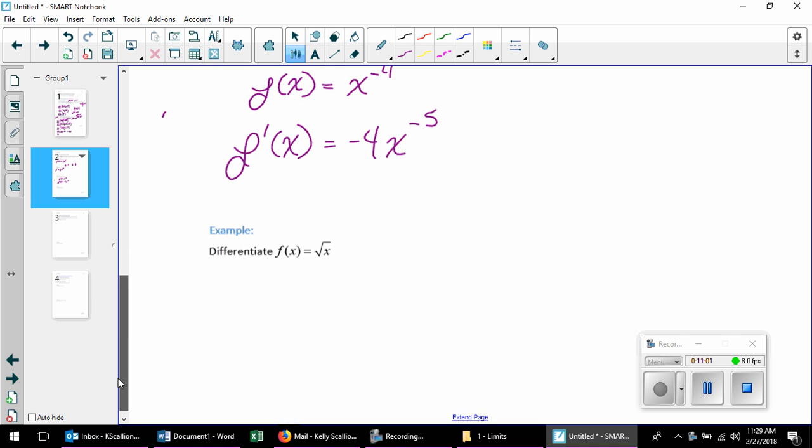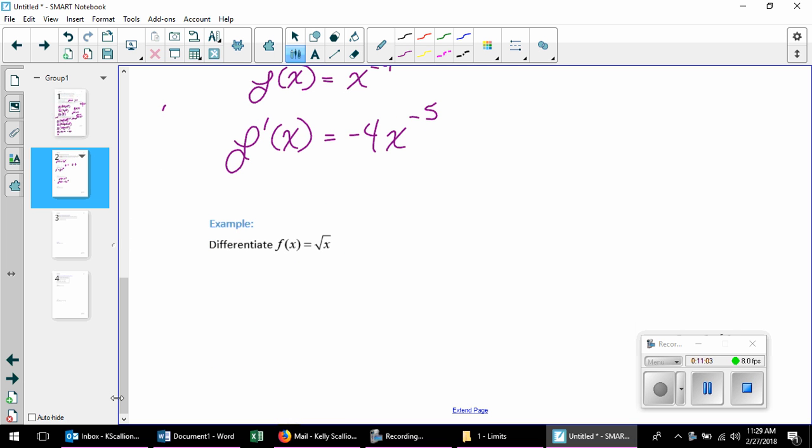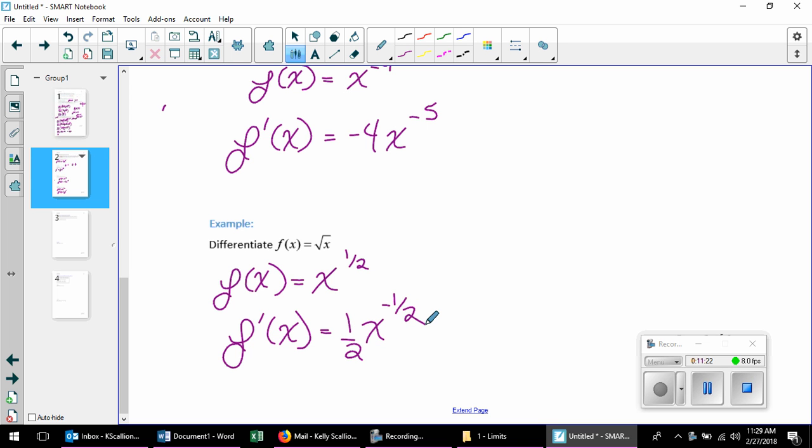And the last one, you have to write it as a rational exponent, because your knowledge of radicals versus rational exponents. So I rewrite my original function as x to the exponent 1/2. So now I know my derivative is 1/2 x to the -1/2. If you were to put that back in radical form, what would it look like? Just for funsies, let's do it.